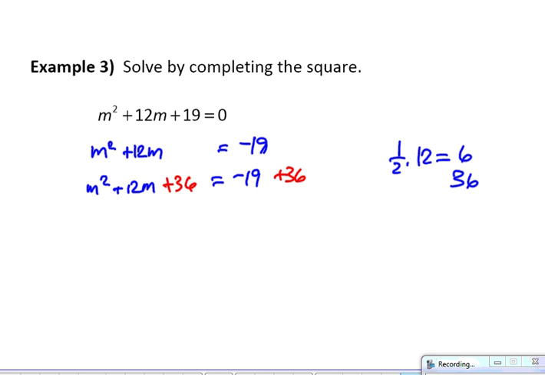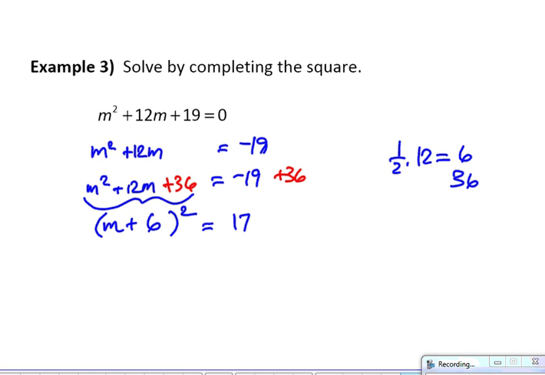Once I add the 36 to both sides, I'm ready to rewrite this as a binomial squared. So that's going to put an m in the front. This time there is a plus in front of that 12, so it's a plus in my parentheses. And then the square root of 36 is 6, so m plus 6 squared. On the right side, I'm going to add those, and that's negative 19 plus 36, which is 17.